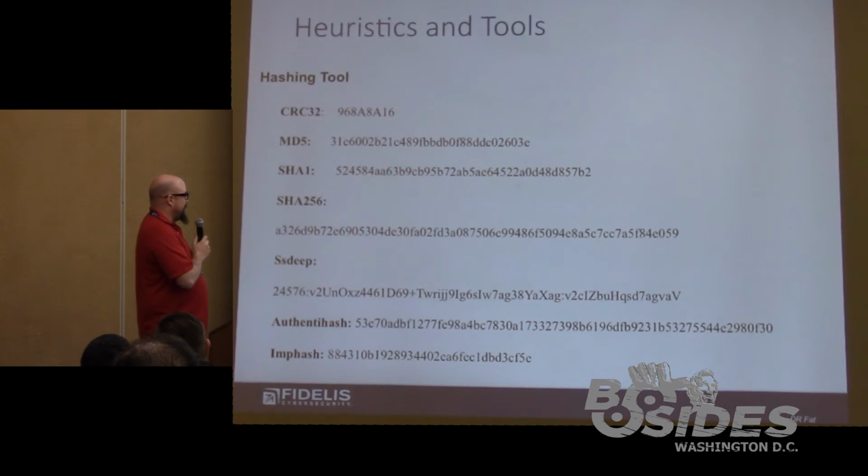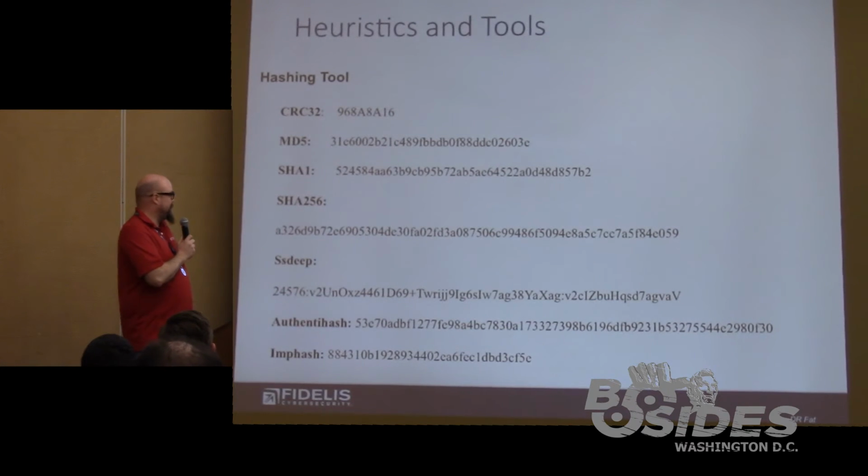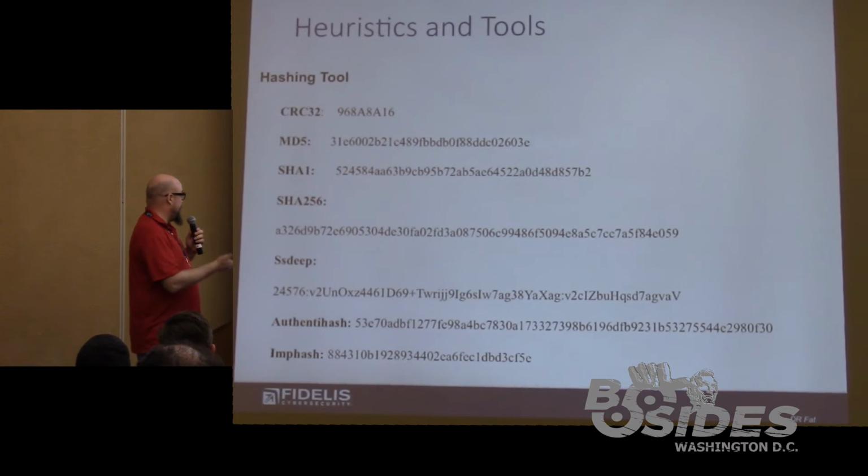The authentic hash you see there, Windows Authenticode. You guys have seen that. Right click on a file. That's what that is. It's just another hash that they use to authenticate the integrity of the executable file.